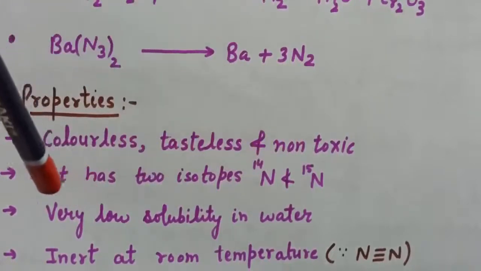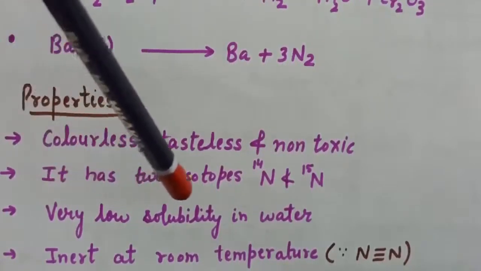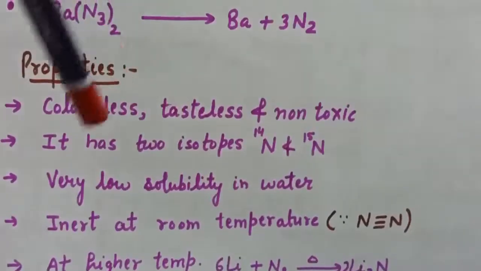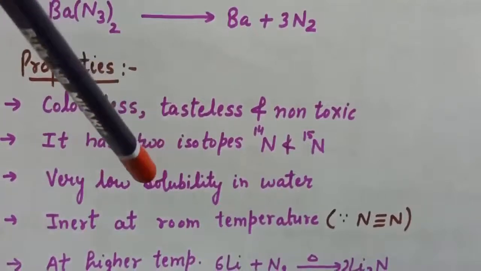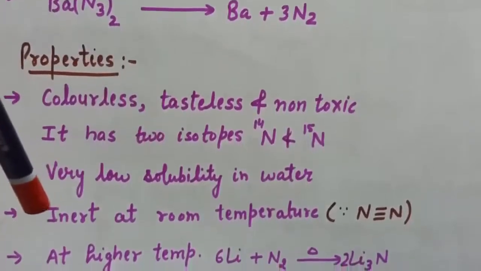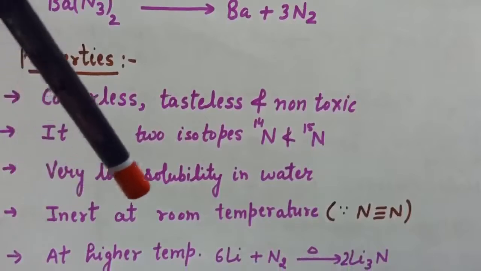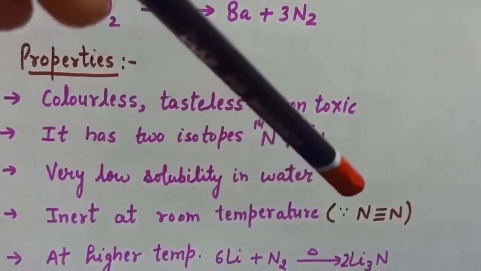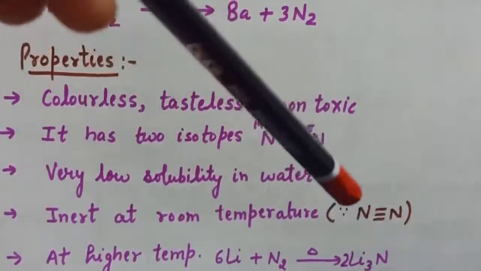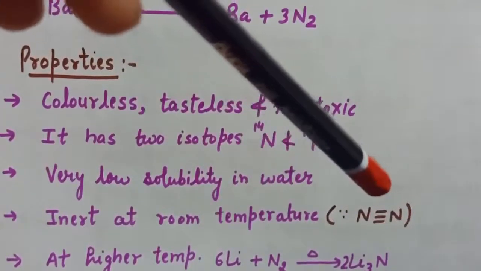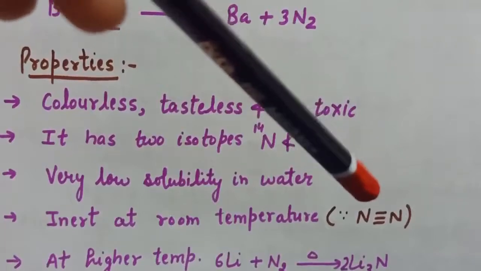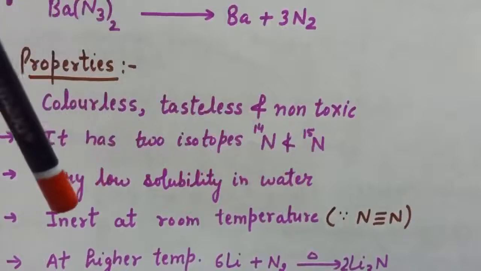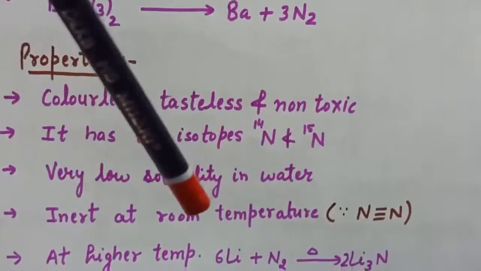Third property is dinitrogen has very low solubility in water. That is, extent of solubility in water is very low. Next property of dinitrogen is that it is inert at room temperature. And the structure of dinitrogen is, there is triple bond between N and N. And this bond is very strong and it is very difficult to break this bond at room temperature. That is why dinitrogen is inert at room temperature.